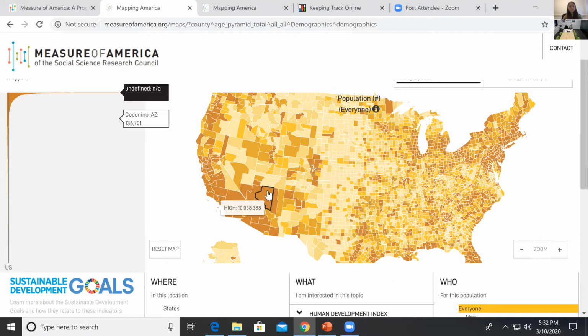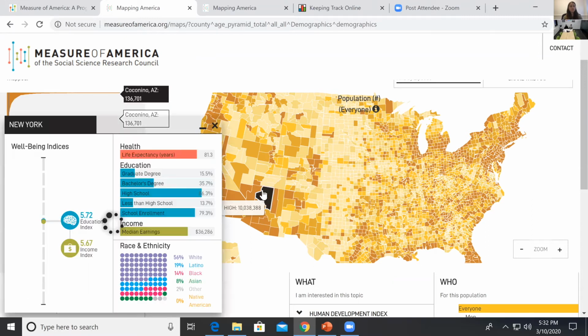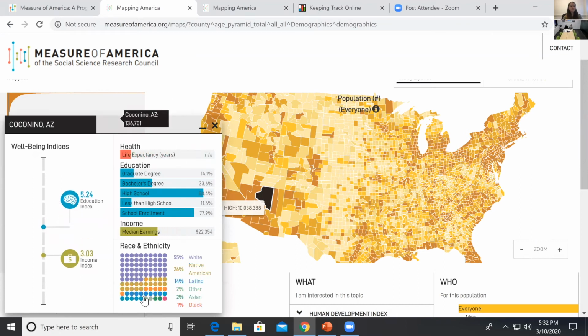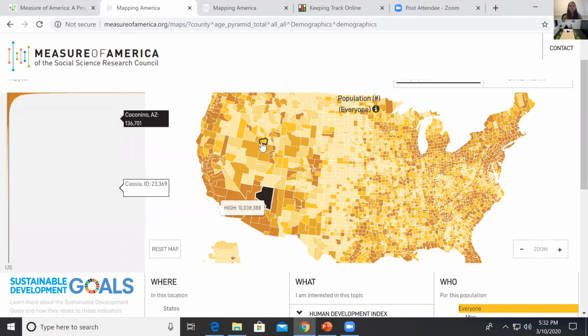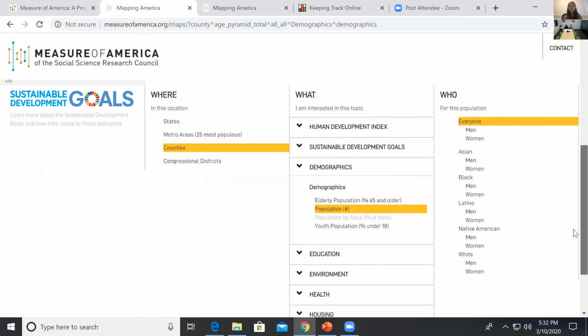Let's go to a bigger county. Oh, Arizona here. And then it'll give you the index for that particular county. If they don't have an indicator for that county, it will say. But this is a pretty good way of getting some information on a more granular level or a smaller geographic area.